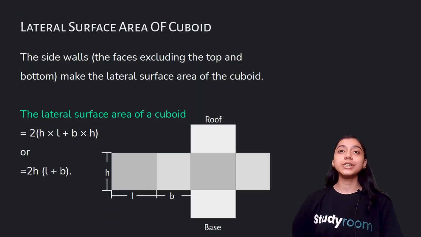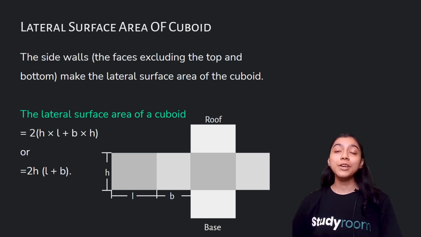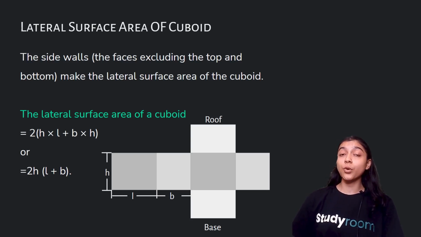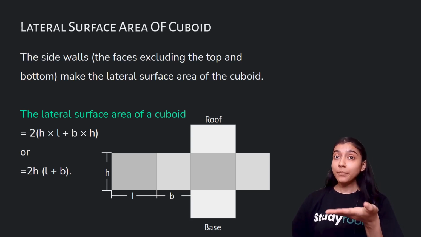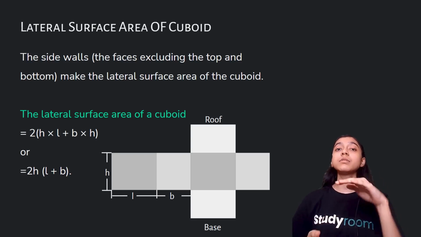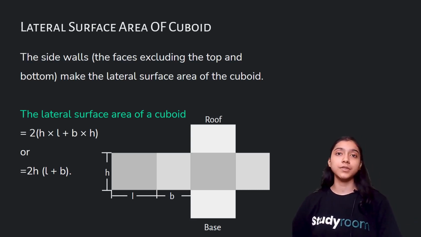Now I'll be teaching you the lateral surface area of a cuboid. So first, let me tell you what is a lateral surface area. Lateral surface area is actually the surface area of the 4 walls of a cuboid. Now, you'll be confused that what do you mean by 4 walls? So by 4 walls, I mean that lateral surface area is the area of the cuboid excluding the top face and the bottom face. If we exclude the area of the top and the bottom from the total surface area of the cuboid, then we'll be getting the lateral surface area of the cuboid.